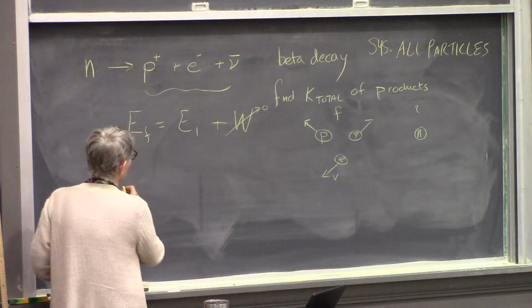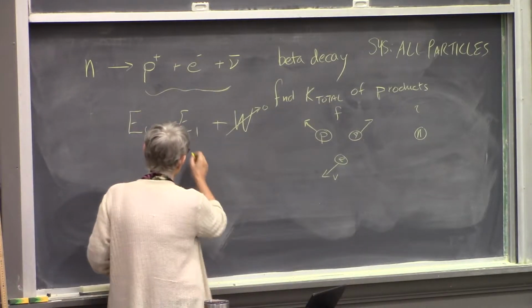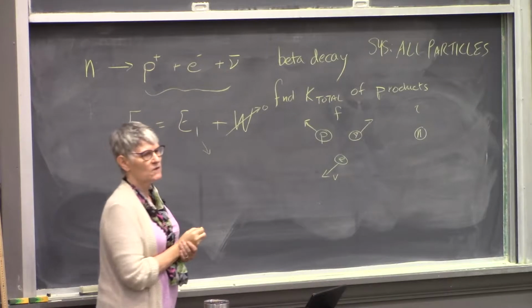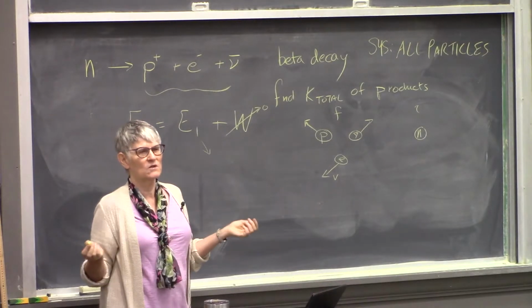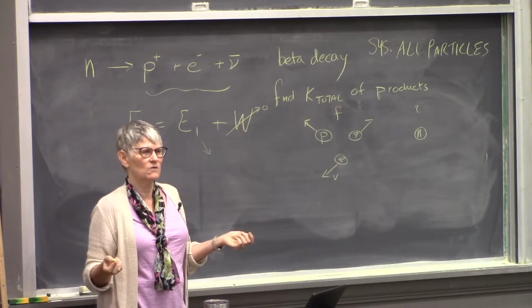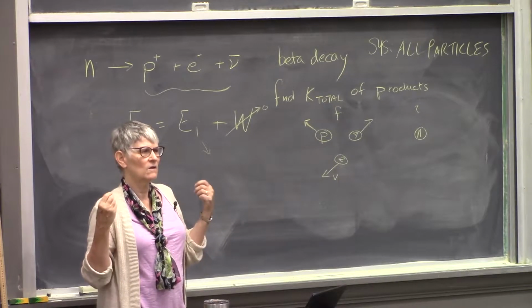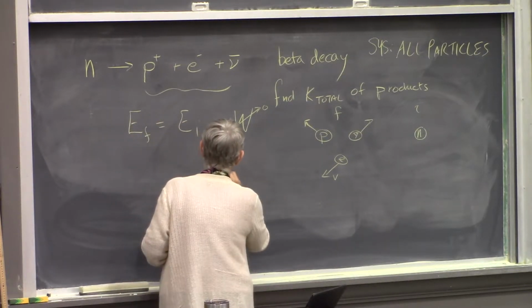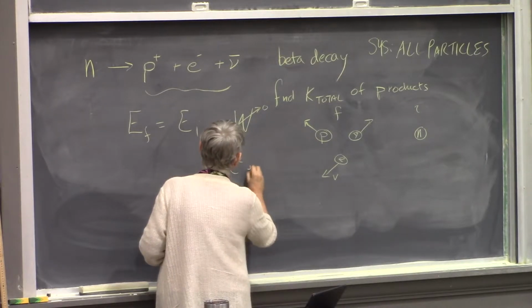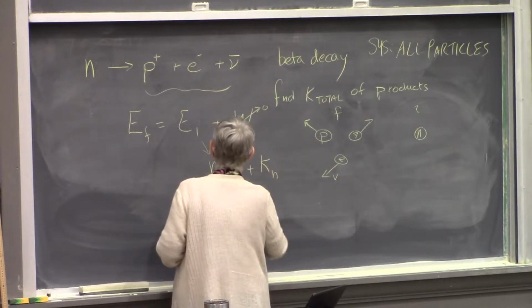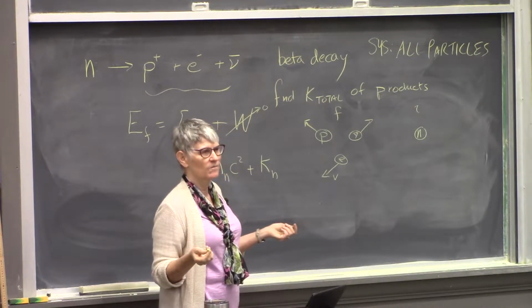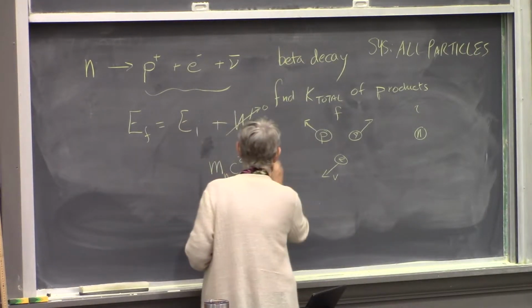And so let's write this equation. The initial energy has only two things in it, right? The rest energy of the neutron and the kinetic energy of the neutron. And we'll say m neutron c squared plus kinetic energy of the neutron. But if the neutron's at rest initially, that's going to be 0.